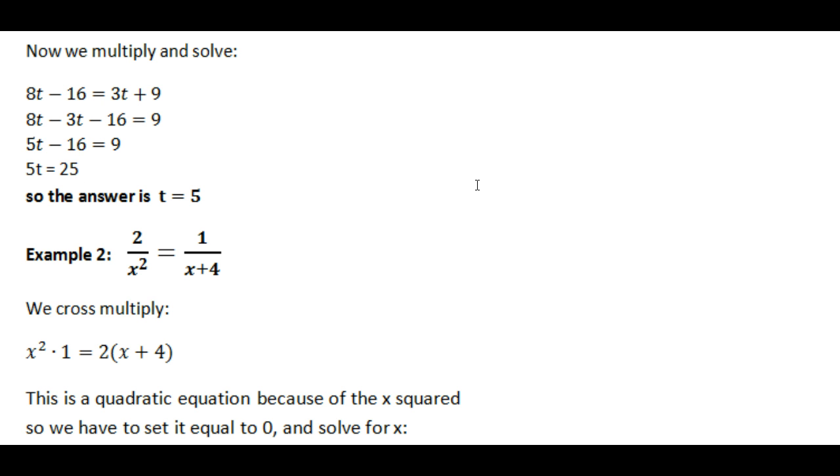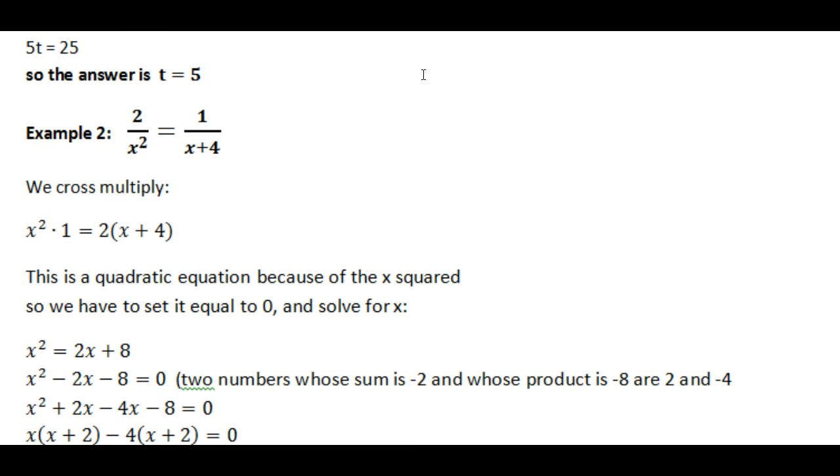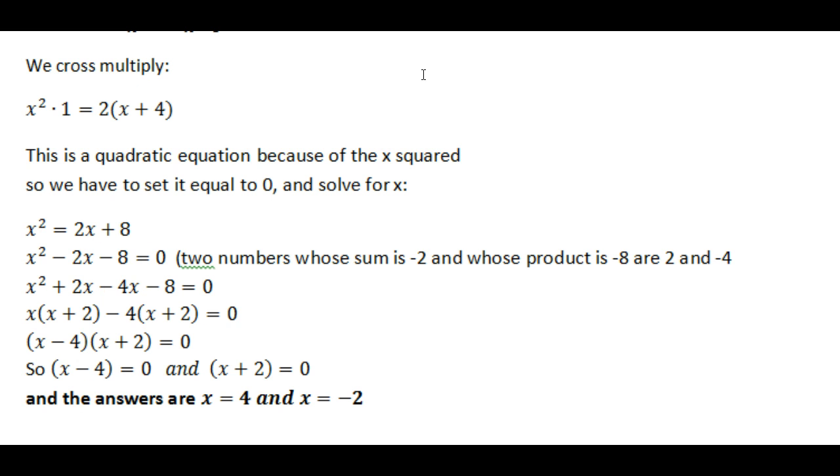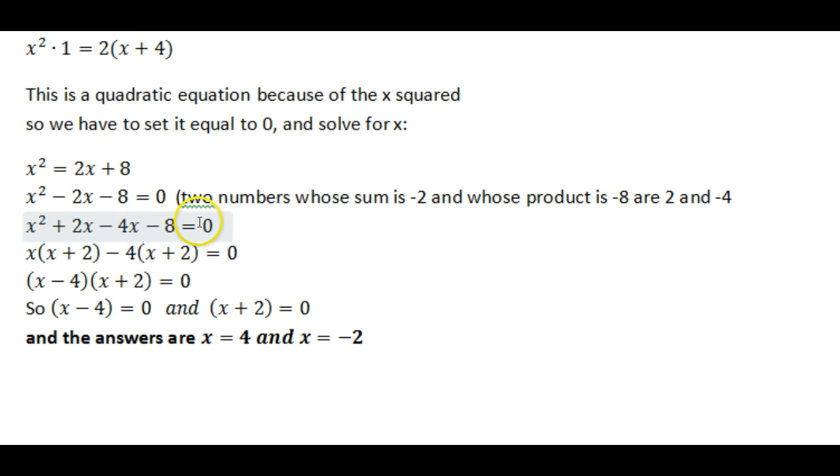We still cross multiply. So there will be x squared times 1 is equal to 2 times (x + 4). Okay, so now if we use the distributive property on the right hand side, we'll get 2x + 8. And on the left hand side, x squared times 1 is just x squared. So now we have x squared is equal to 2x + 8. If we subtract those terms on the right from both sides, we'll get a quadratic equation: x squared - 2x - 8 equals 0.